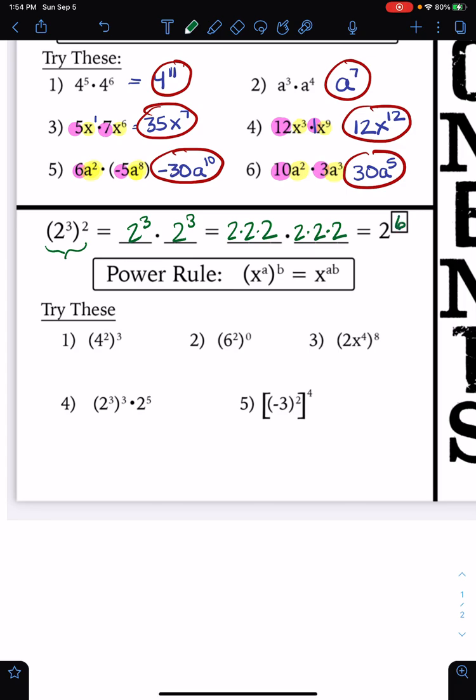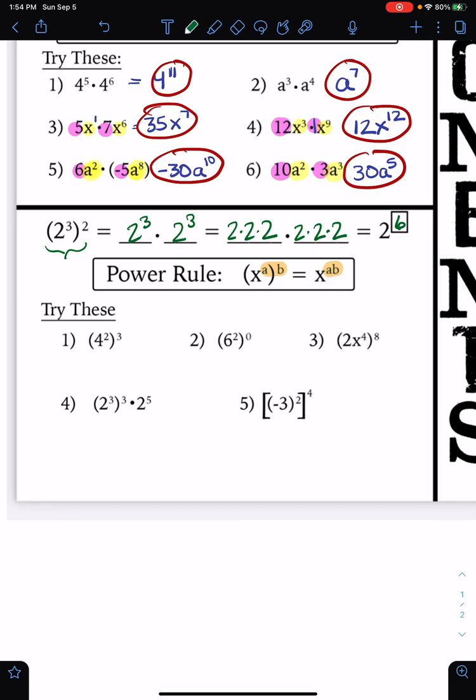So the shortcut, the rule, when you take a power to a power, you keep that base and you multiply the powers. We're still doing x to the a power and taking that to the b power, but the shortcut is that we can multiply those exponents. So let's try some examples.